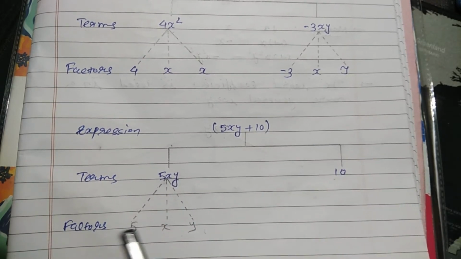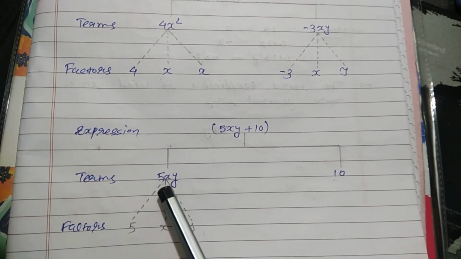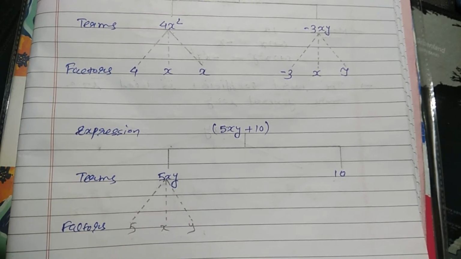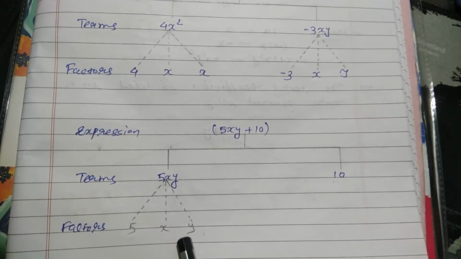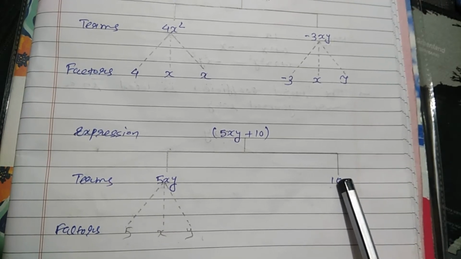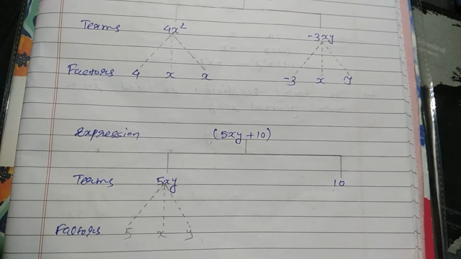Now you have to write the factors. For factors you have to draw dotted lines. Here there are three factors, 5, x and y. So these three dotted lines you have to draw, and you have to write 5, x and y. Now keep in mind, first the number will come, afterwards the variables. Here the factors of 10 are just 10. We do not have to write 5 multiplied by 2.